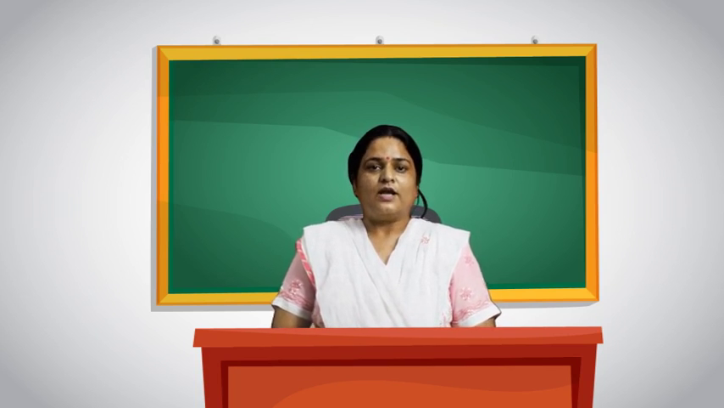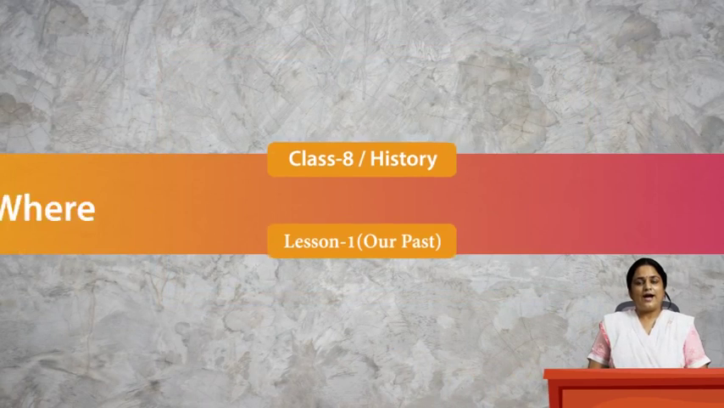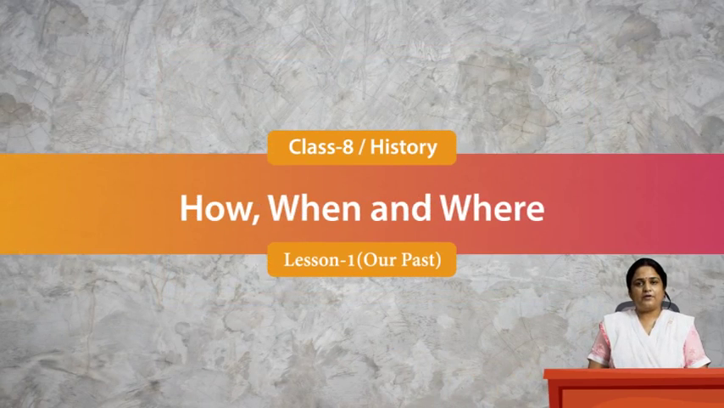So, today we are going to take up chapter number 1 from grade 8 history book Our Past part 3. The name of the chapter is How, When and Where.